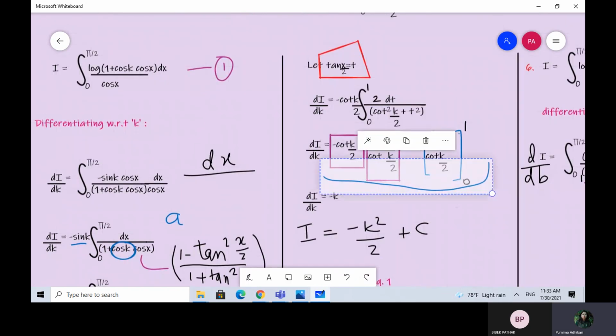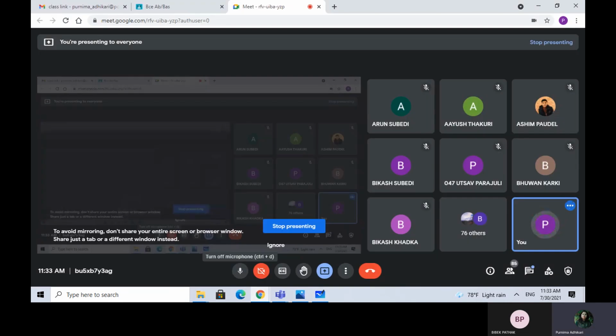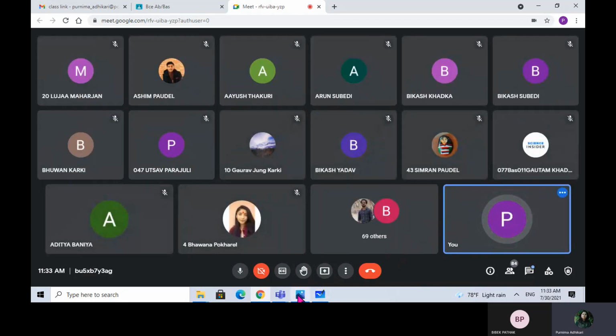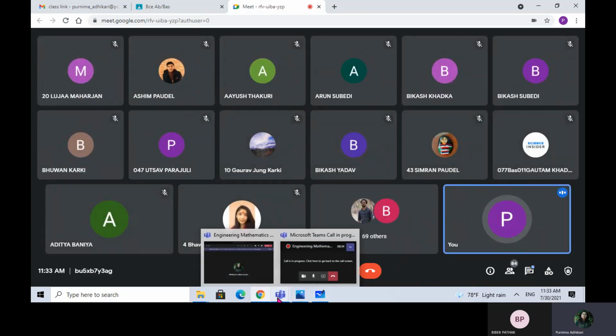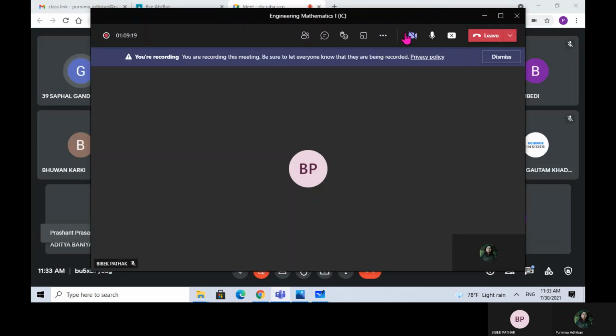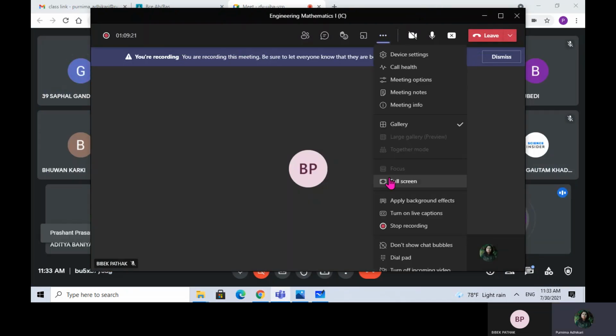That's it. Differentiation under the integral sign. So for AB section, it's the end of the course. And for aerospace, we will be conducting a few more classes. We will decide next week and complete the course. All right. So any queries?